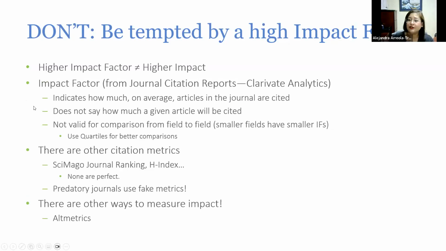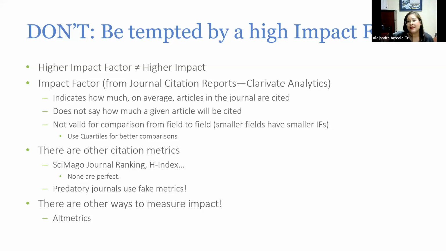So what the impact factor does is indicate how much, on average, an article in the journal is cited, but it doesn't say how much one particular paper will be cited. So someone can publish in a journal with a very high impact factor, and that particular paper will be cited 0 times. It can happen. And we need to remember that it is not valid for comparisons from field to field.